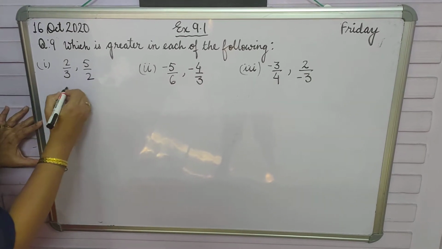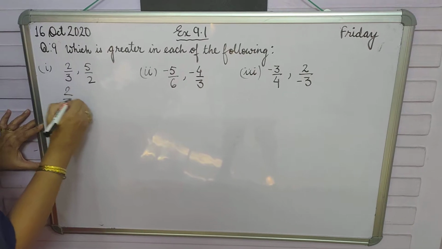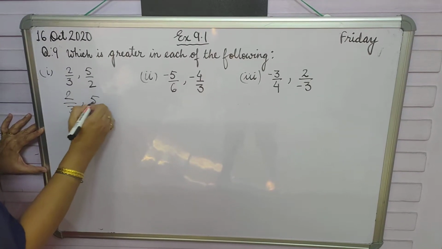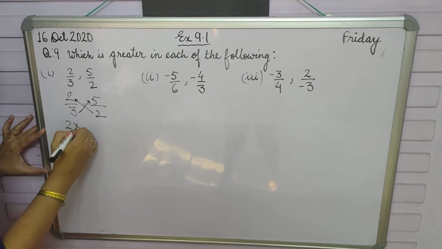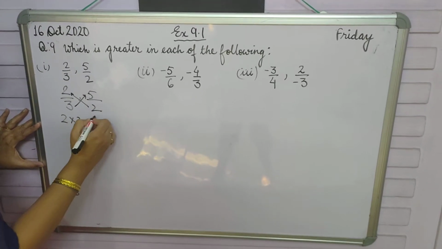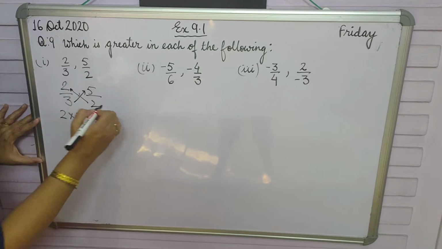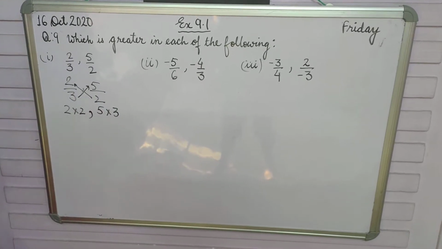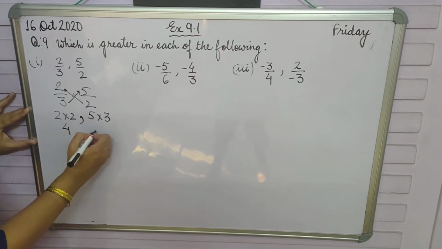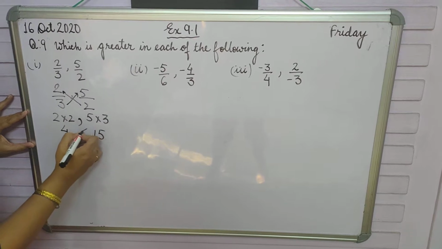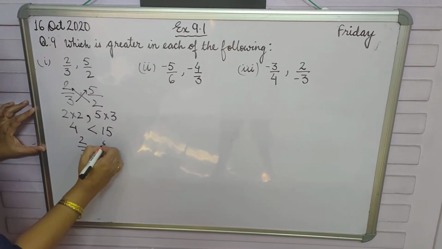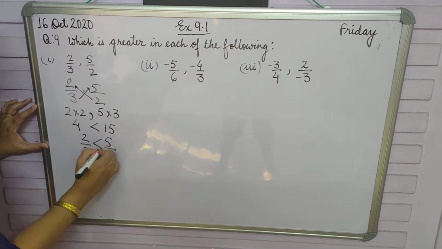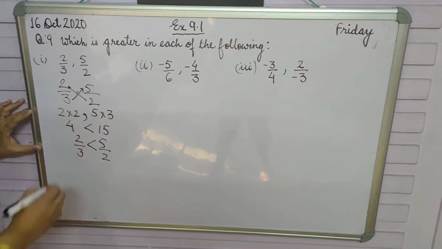So if I do by the method of cross multiply, then here I will have 2 into 2 and on the right side I'll have 5 into 3. So this one is 4 and this is 15. So which is greater? 15. That means 5 by 2 is greater than 2 by 3.